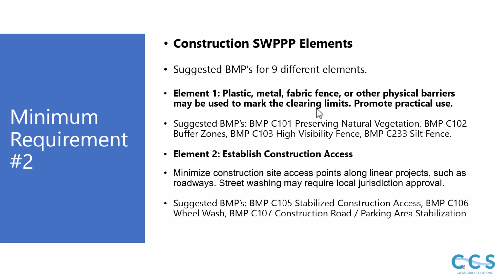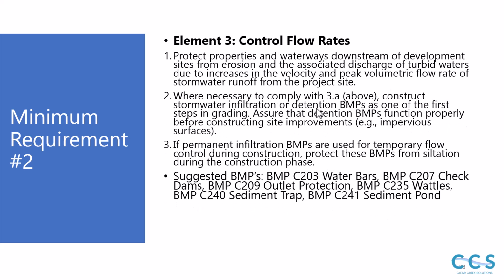Element 1 is plastic, metal, fabric fence, or other physical barriers may be used to mark the clearing limits and promote practical use. And so there's a list of suggested BMPs for that. And then the second element is establish construction access. So minimize construction site access points along linear projects such as roadways. Street washing may require local jurisdictional approvals, and there's quite a few suggested BMPs for that measure.